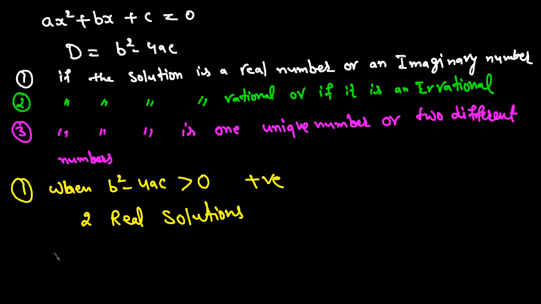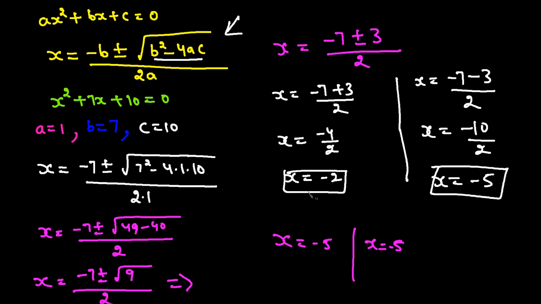Like the example we did, x squared plus 7x plus 10 equals 0. What we got: b squared is 7 squared, which is 49, minus 4ac, 4 times 1 times 10, 40, which is 9. So our discriminant was 9 for this equation, which is greater than 0. That tells me there are going to be two real solutions. And that's what we found over here. We got two real solutions. Okay.